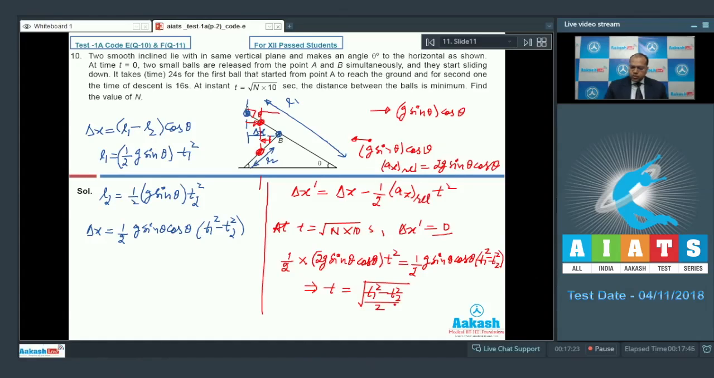So if I substitute the value of t1 is equal to 24 and t2 is equal to 16, then I can find this is equal to root 160. So on comparison, we can find the value of n, so that comes out to be 16. So the correct answer for question number 10 is 16. Let's move to question number 11.